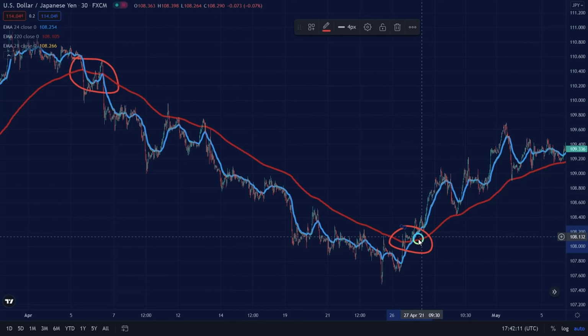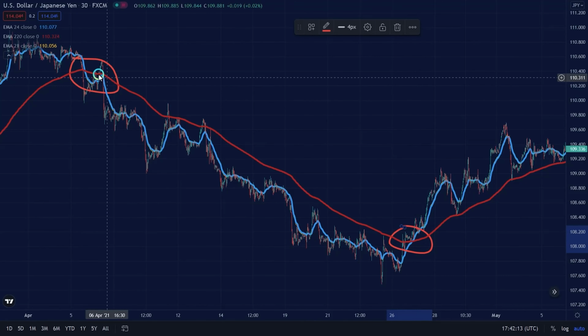Now, as you see here, it happened, and it was, in my opinion, a very great trade, and the strategy is one of my favorite of the EMA strategies and the moving average crossover strategies.